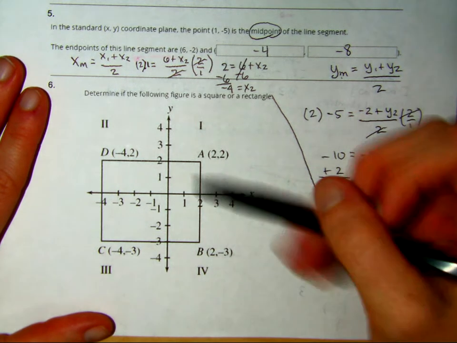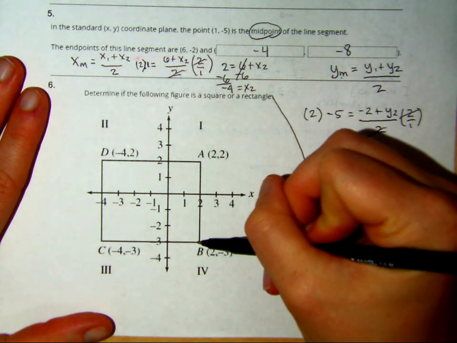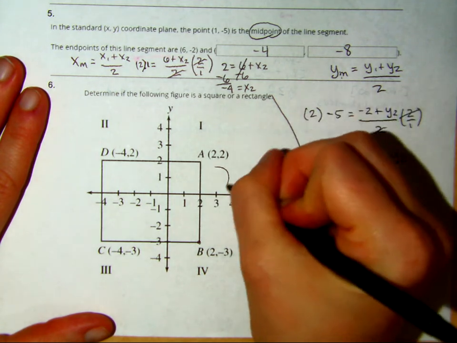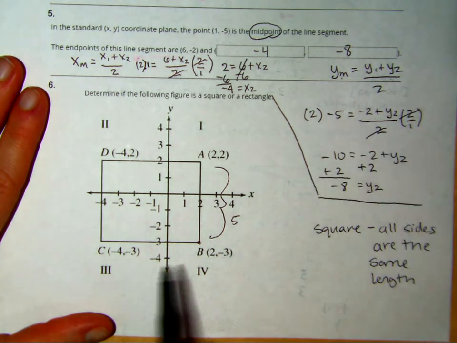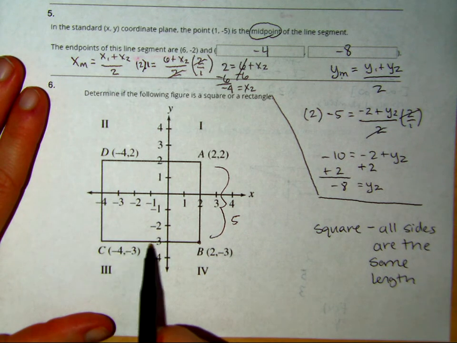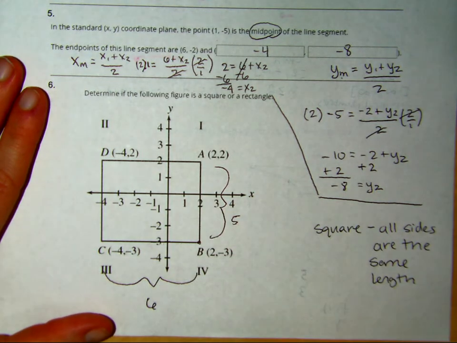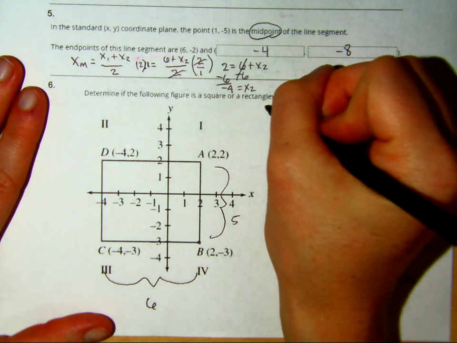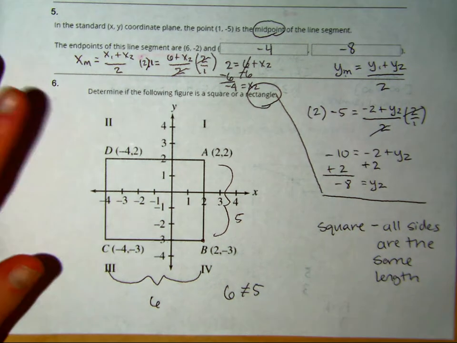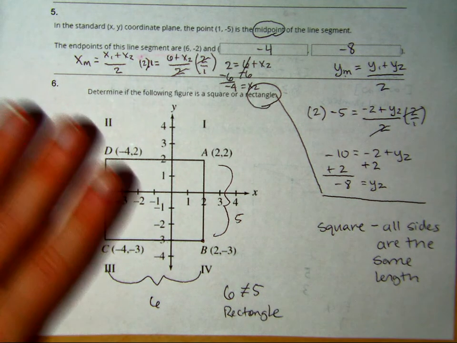So if I start here, because I have a vertical line, I'm only moving in one direction, I can count, and I'm moving 1, 2, 3, 4, 5. So the distance here is 5. Now let's look in this direction, and we're going 1, 2, 3, 4, 5, 6. The distance here is 6. So because they're not even, this shape is a rectangle because 6 does not equal 5. Okay, so now we're going to go ahead and move on to number 7.